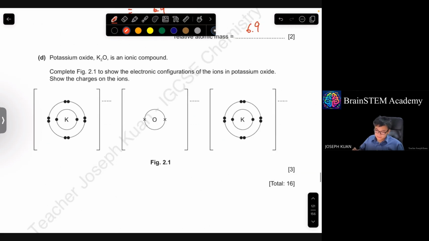Okay, next question. Potassium oxide is an ionic compound. Complete the figure to show the electronic configuration of the ions in potassium oxide. Show the charges on the ions. So potassium is group 1, forms +1, so positive. Oxygen is group 6. Group 6 forms -2.